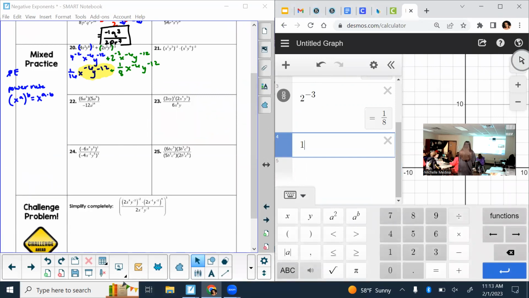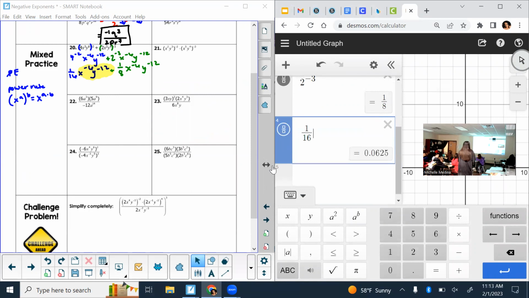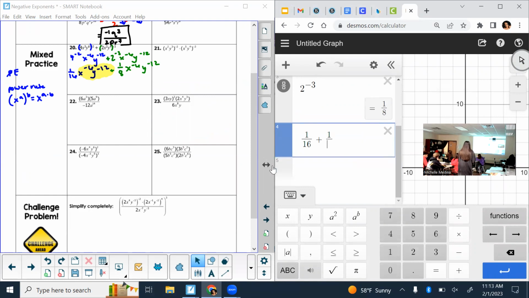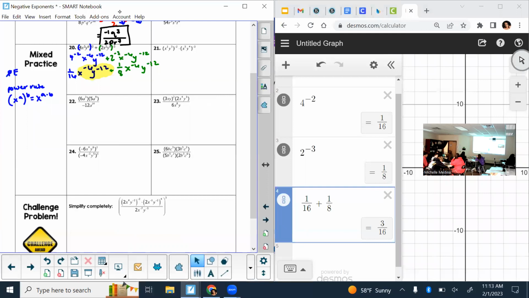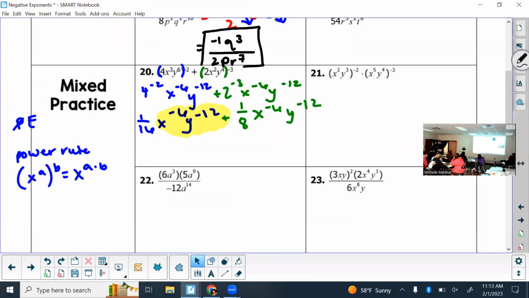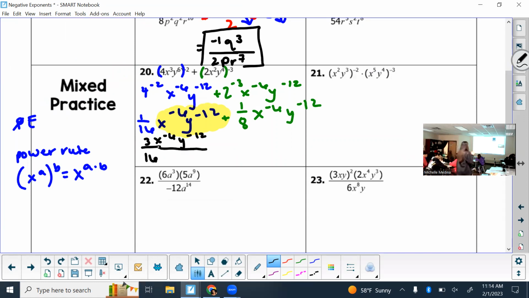So 1/16 plus 1/8 gives us that as the decimal. Press this button, you get the equivalent fraction. So it's 3/16 for our new coefficient. All right, I'll copy this over for the negative exponents, because when you add like terms, you don't change the variables or exponents.